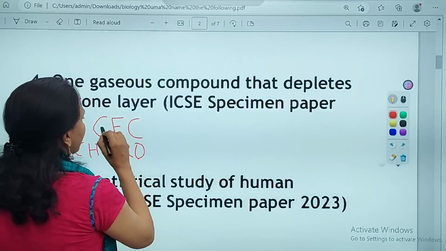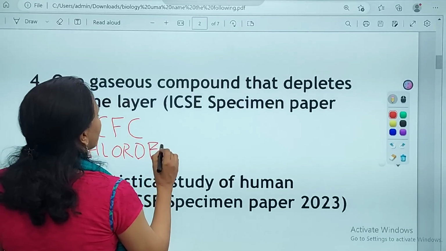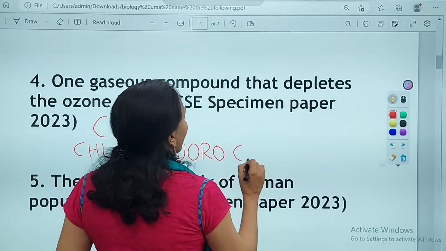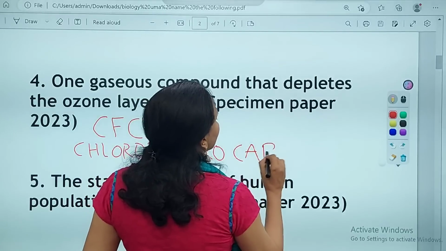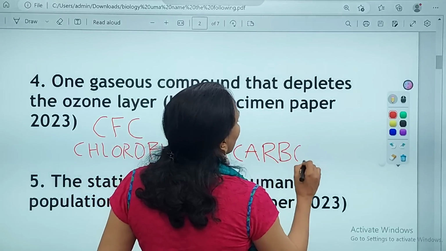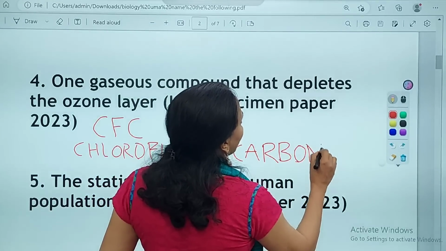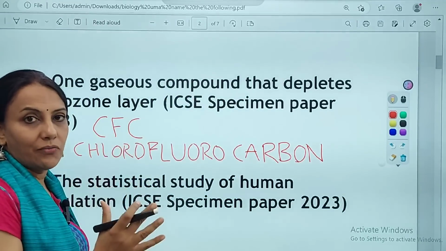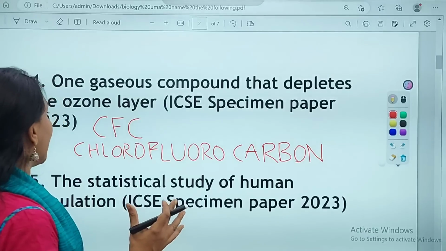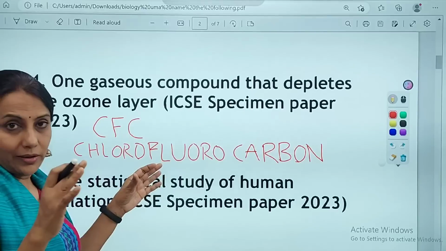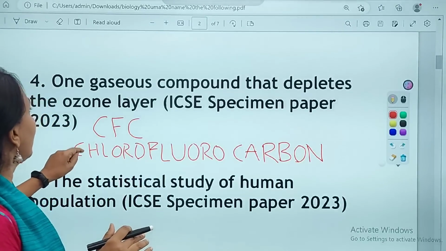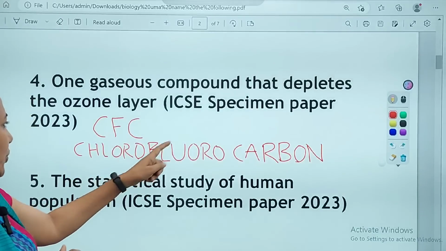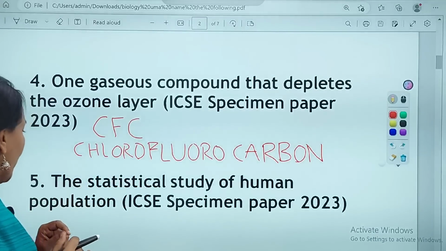Again, mind the spelling. You can't just leave it at CFC. You would be expected to write the spelling chlorofluorocarbon. This is what we say causes holes in the ozone layer, and that can be very dangerous. Why? Because we get ultraviolet rays, and those rays are harmful and can cause skin cancers. That's why we don't want holes in the ozone layer. And that chemical which depletes the ozone layer is called a chlorofluorocarbon. One of them is called the chlorofluorocarbon.